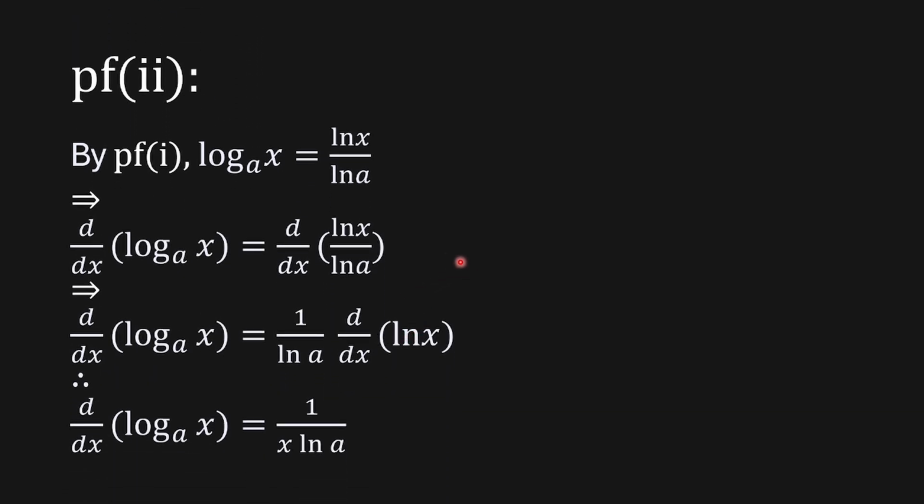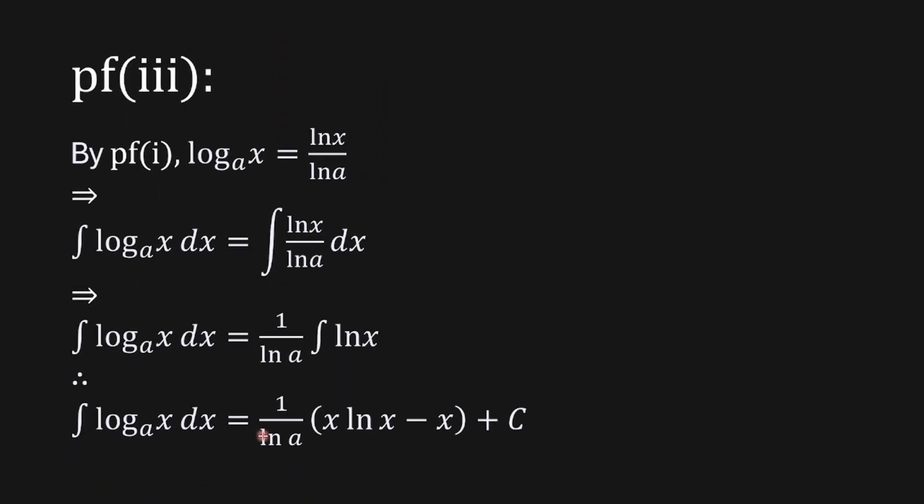Alright, proof of 2. By proof 1, log sub a of x equals ln x over ln a. This implies that the derivative of log sub a of x is equal to the derivative of ln x over ln a. Well, we know ln a is a constant in this case, where ln x is variable, and we're differentiating with respect to x. So we can pull 1 over ln a out of the differential operator, like you see over here, and just differentiate ln x. We've done the derivative of ln x many times. We know that it's 1 over x. So we can conclude that the derivative of log sub a of x is equal to 1 over x times ln a, where x ln a is in the denominator.